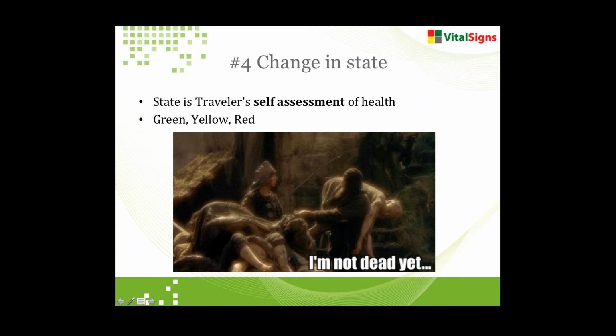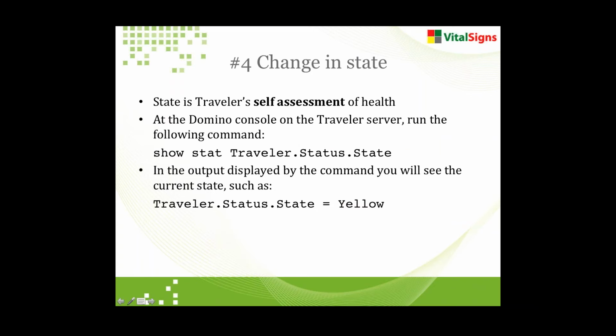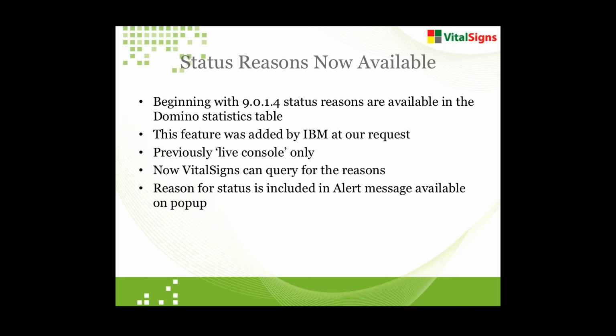So how do you know what the Traveler server's state is? To find out what the state is, you put in the command show stat Traveler.Status.State, and you'll get back something like this in the case of yellow, or it will be red or green. Green is good, obviously. So if it's yellow or red, obviously you want to know, well, why?